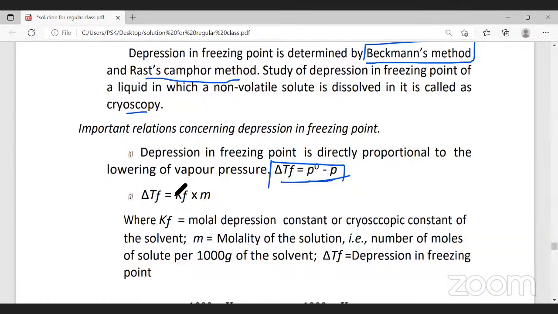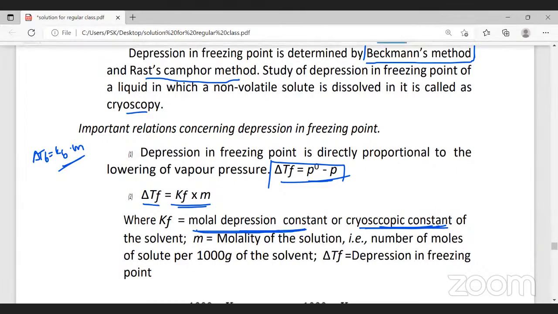Vapor pressure. The second formula: delta TB, if you remember, is equal to Kb into molality. Kb is called the ebullioscopic constant, we learned. Similarly, in case of freezing point, delta TF is equal to Kf into m. This delta TF is the depression in freezing point. Kf is called the molar depression constant, or it is also called the cryoscopic constant. What is this molar depression constant or cryoscopic constant?